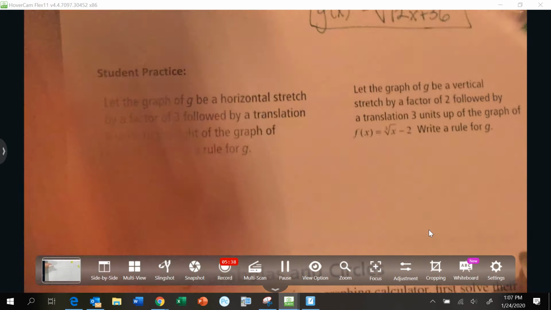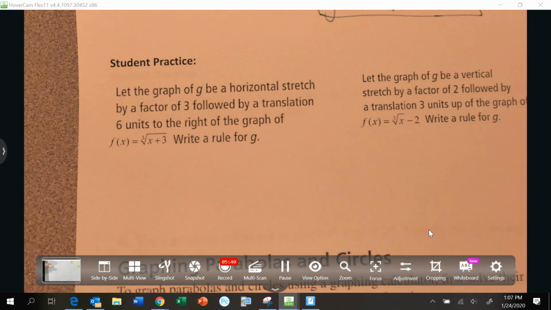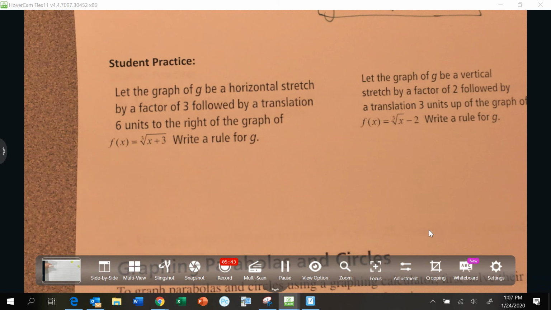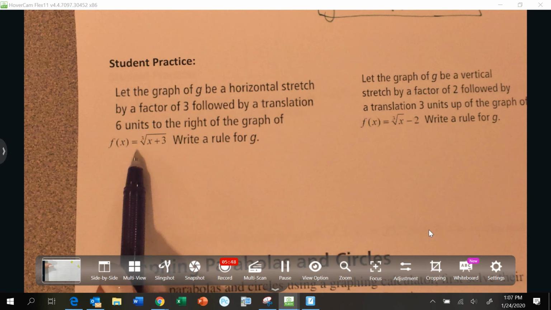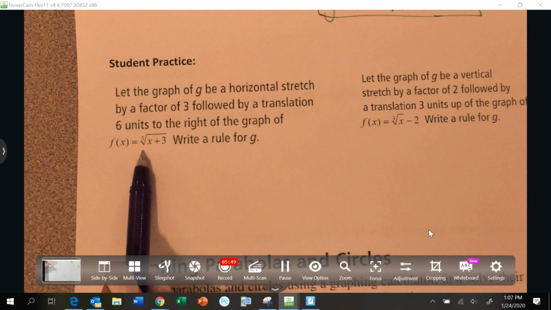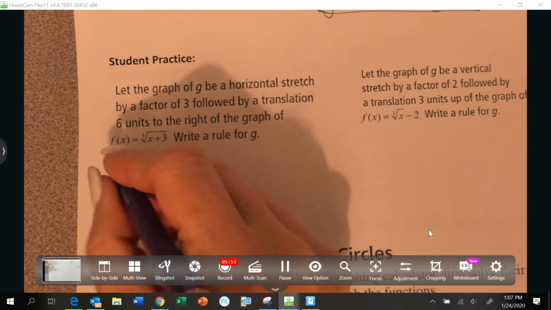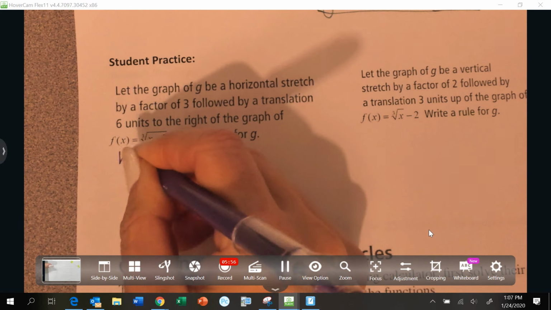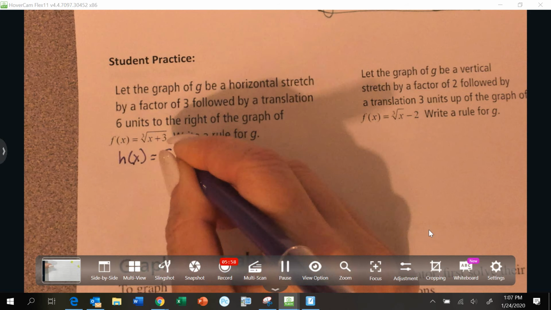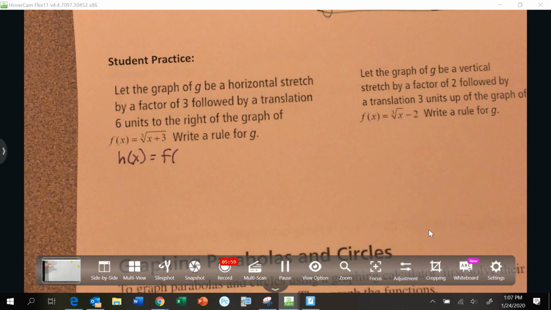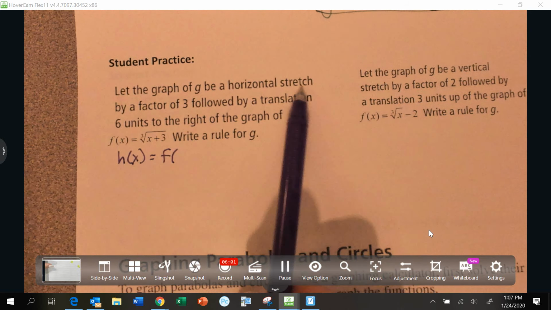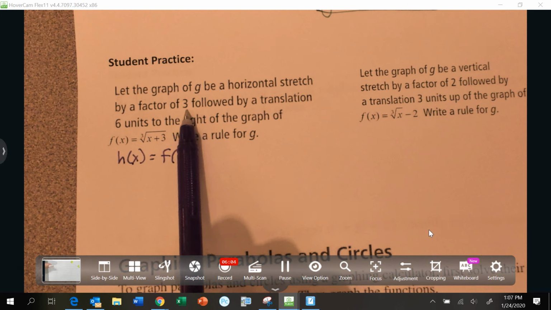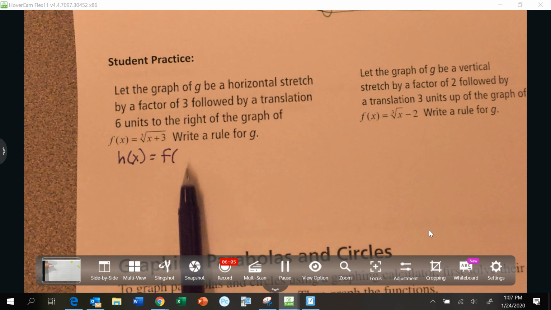We'll do this together. Let the graph of g be a horizontal stretch by a factor of 3, followed by a translation 6 units to the right of the graph of f of x equals cube root of x plus 3. And so we'll start with our h of x, which is our halfway through. That says to take f of x, what now? Horizontal stretch by a factor of 3. What does that mean I put in? You put 1/3 x.